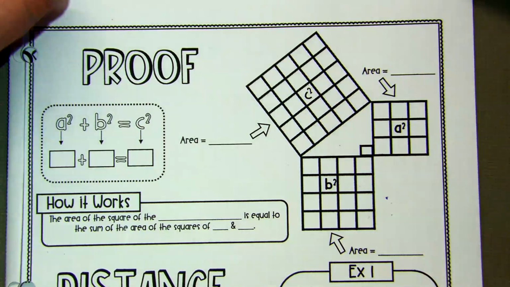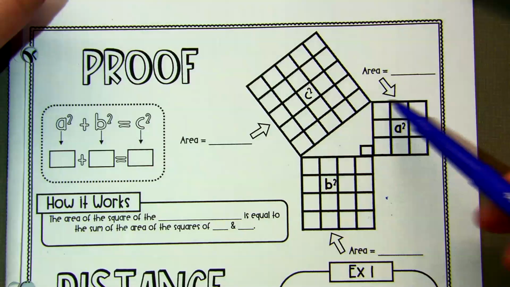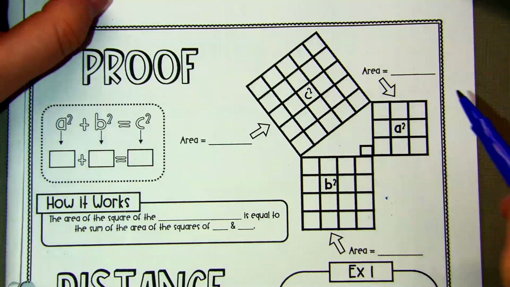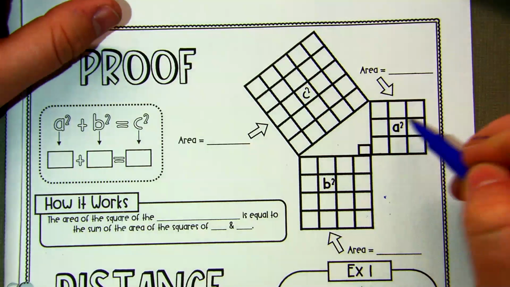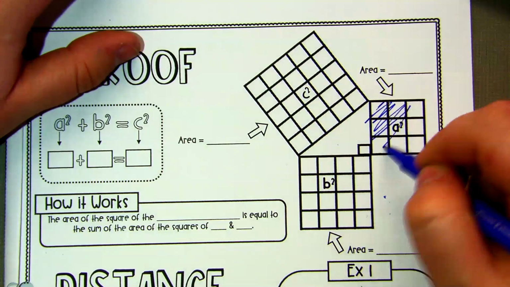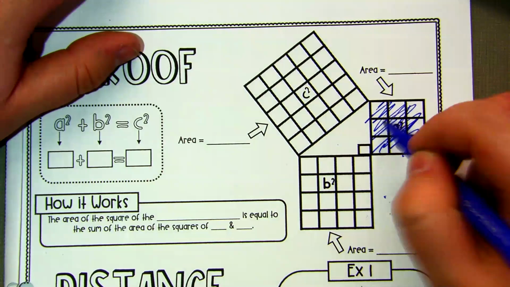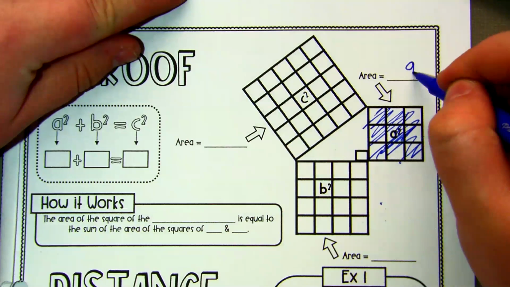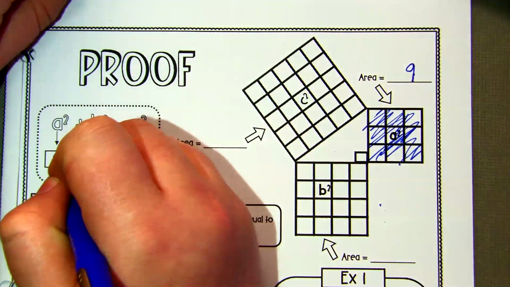So the way this proof works is we're going to be counting squares. If we look at our a squared box right here, we notice that we have 1, 2, 3, 4, 5, 6, 7, 8, 9 squares. I'm just going to shade those in a little bit of blue. We're going to call that 9. We can fill in the 9 over here.